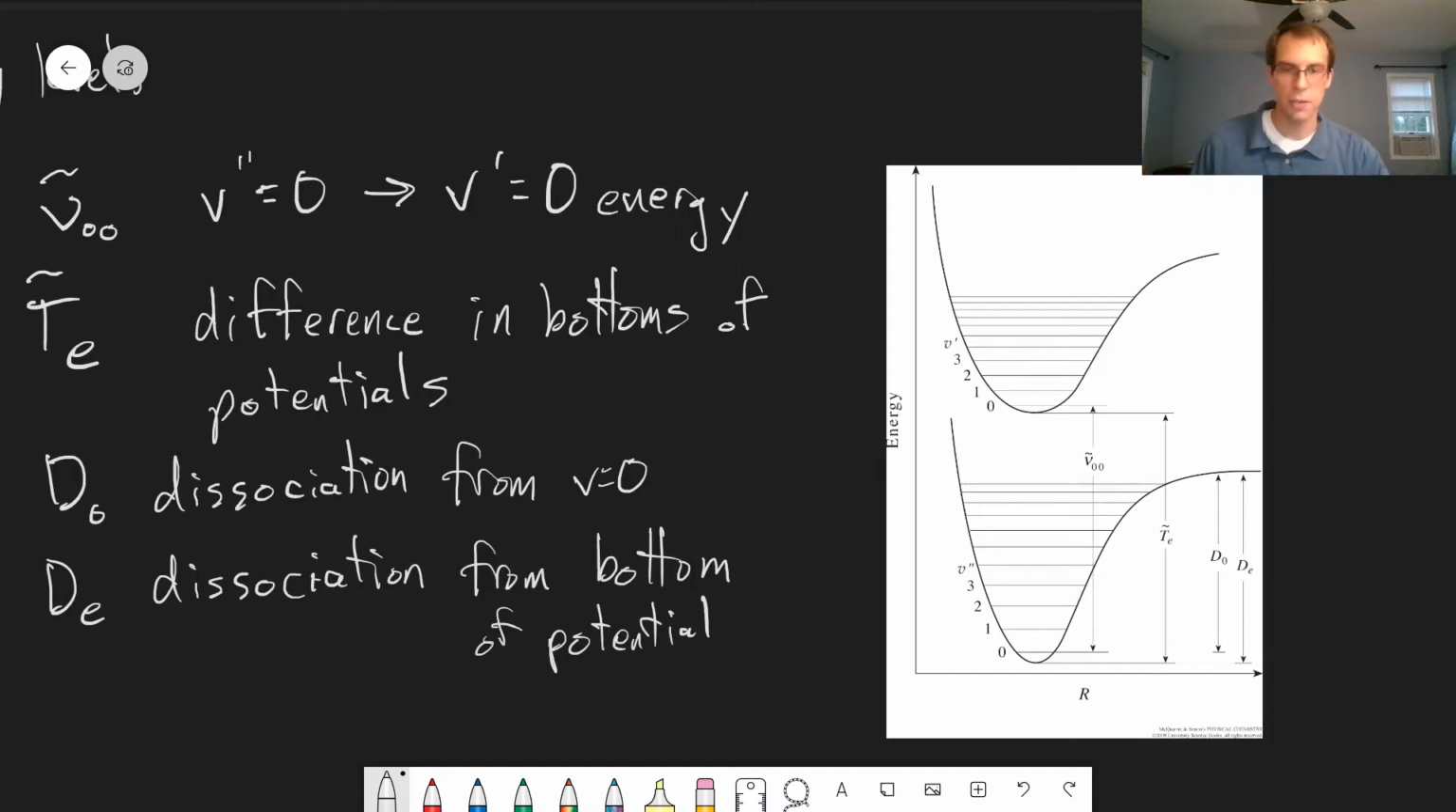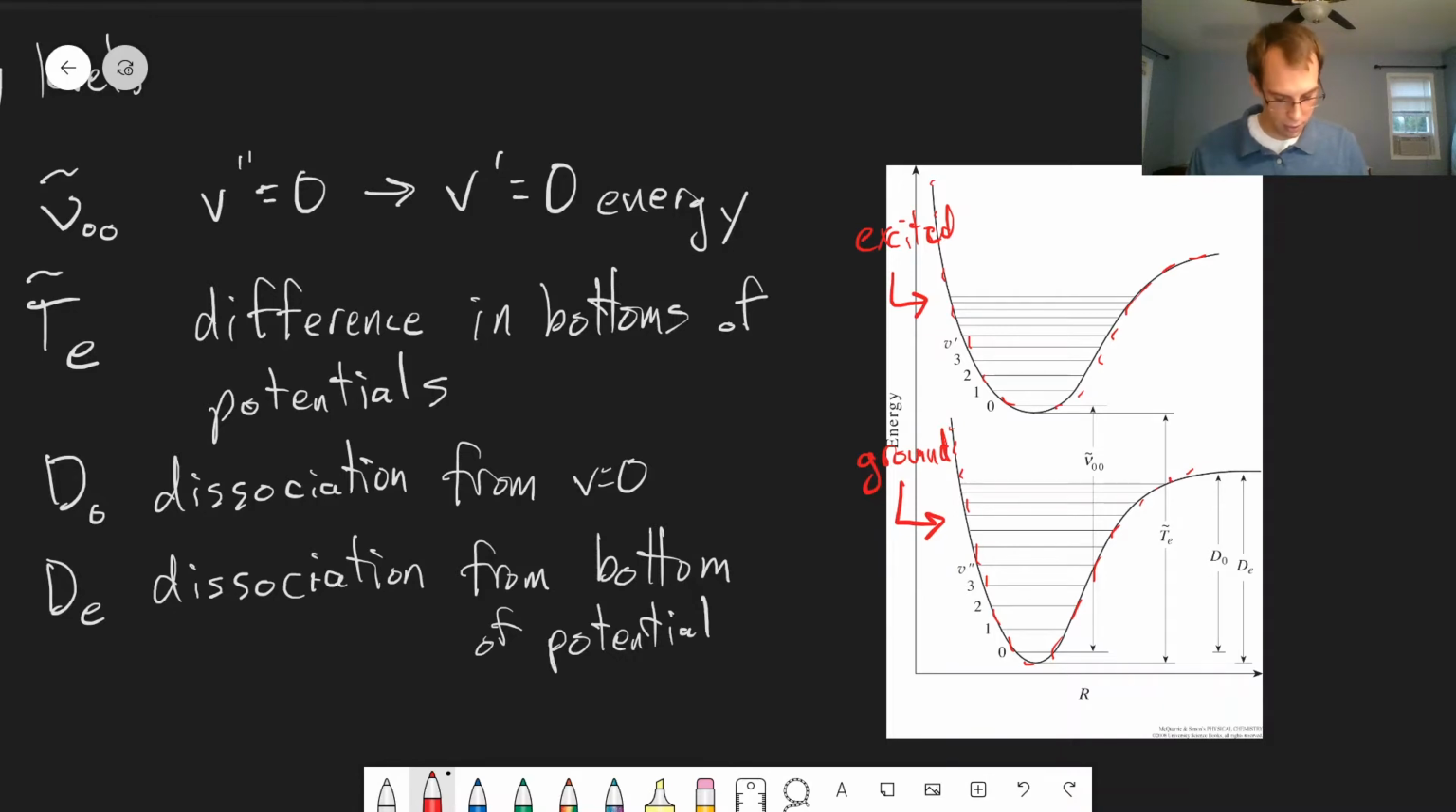So this is figure 13.7 from your textbook, showing a diatomic molecule potential energy curve for two different energy levels, right? The bottom here might be the ground electronic state and the first excited state. Maybe this is an electron being promoted from a bonding to an anti-bonding orbital or something like that. And these curves represent the potential energy as we change the bond length.